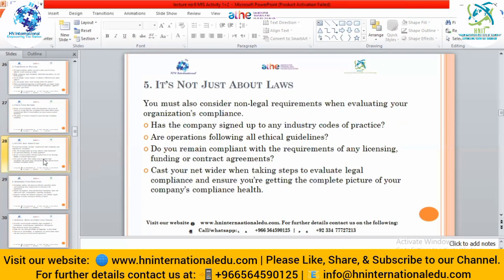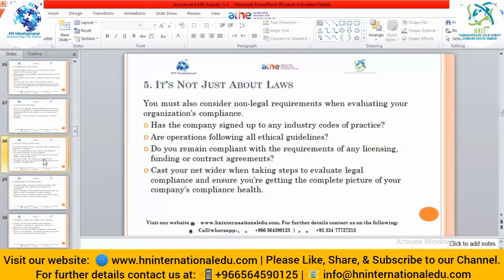So not only must we know about the laws, we have to implement all these things, and we have to make a practice of it for all our employees so they can fulfill their duties. You have to consider the non-legal requirements when evaluating your organization. So we are not only considering the do's, we also have to focus on the don'ts. Has the company signed up to any industry codes of practice? Are we following all ethical guidelines? We have to fulfill all the requirements that are related to our laws.